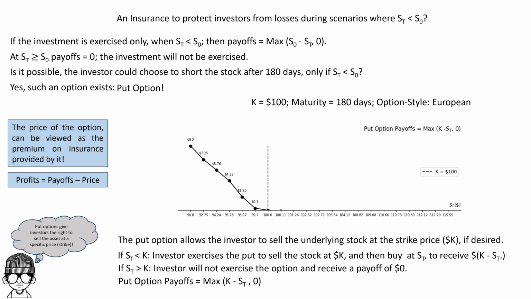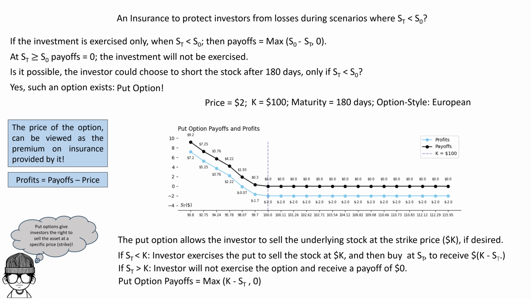Similarly, the price of an option, just because it's providing insurance, is not free. That means the price of the option is actually the premium paid on the insurance provided by it. And the profits of a put option, similar to that of a call option, equal payoffs minus the price. And this is what our profits look like. So again, taking the example of the put option price being equal to 2, you can see that in scenarios where the put option is not exercised, the investor actually faces a loss of $2, which is essentially the price of insurance paid by the investor on the option.